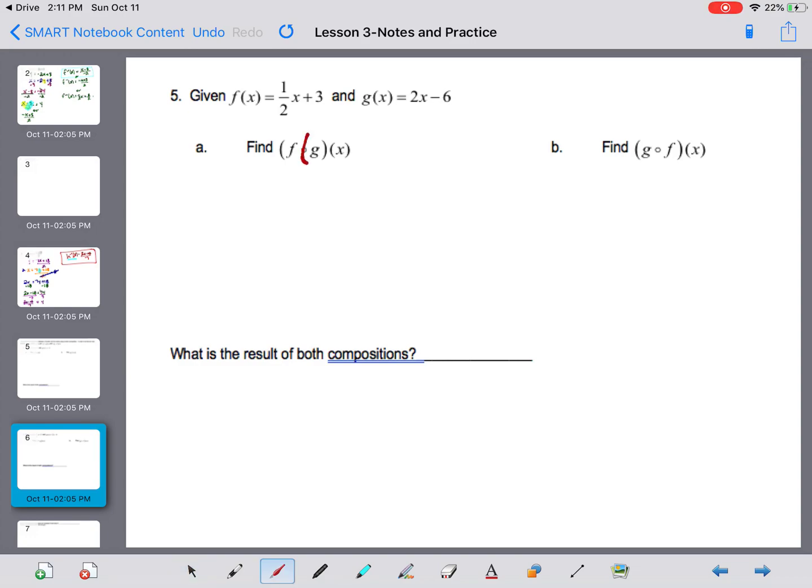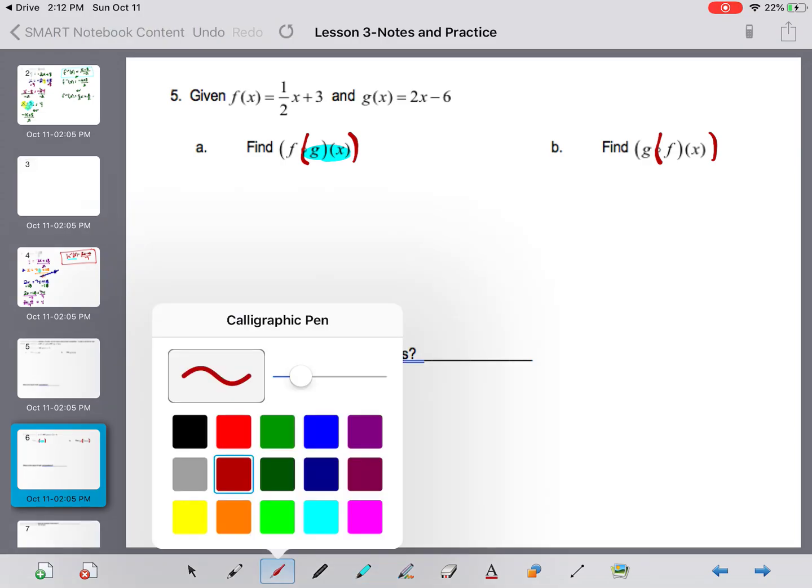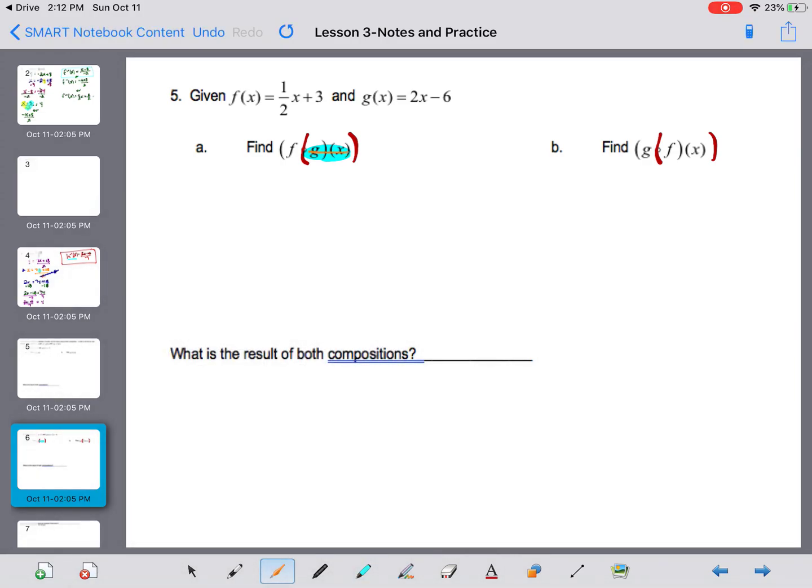That's why I like to do this. Kind of make it look like the other ones. So yeah, this is what we did last unit. So this is saying take the g function and plug it into the f function. Well, if we look, the g function is 2x minus 6.